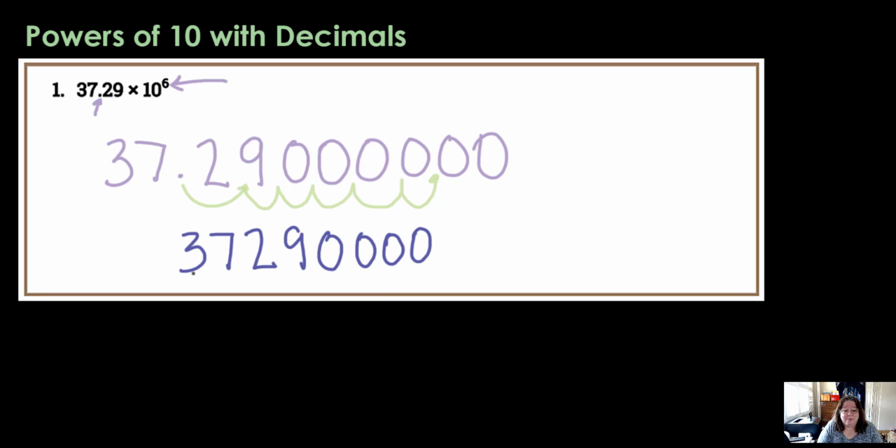But I am going to add my comma. So I'm going to start from the end and count over threes by threes. 1, 2, 3, comma, because that's the ones period. 1, 2, 3, comma, that's the thousands period. And this is the millions. So my answer is 37,290,000. And that's it. There's nothing here. 37,290,000.